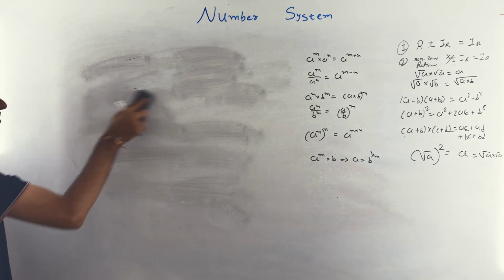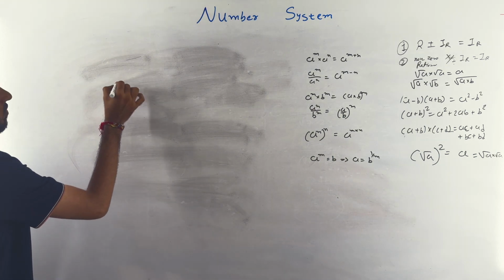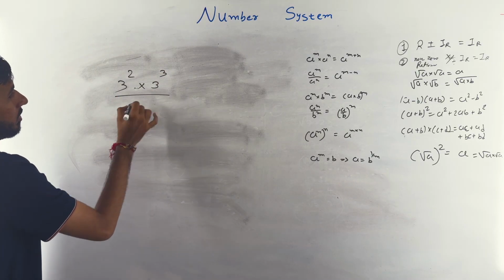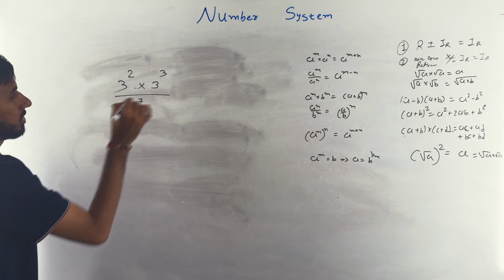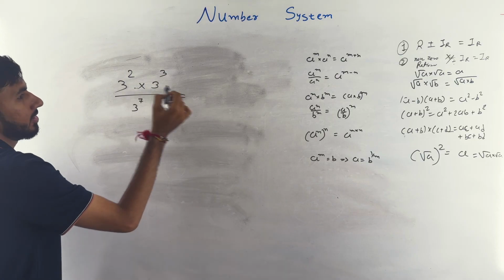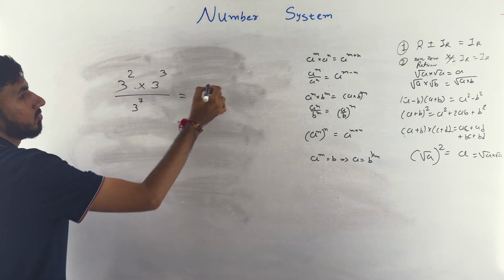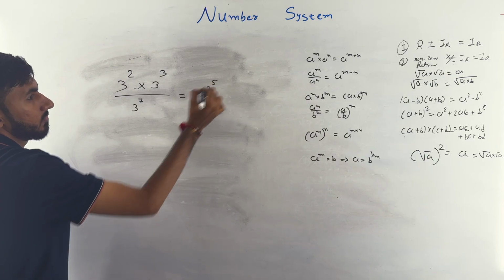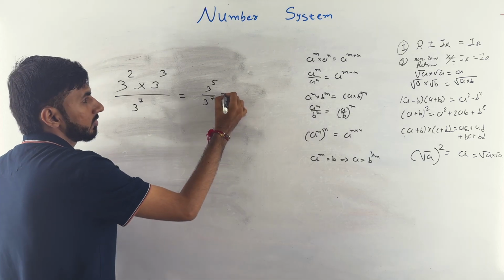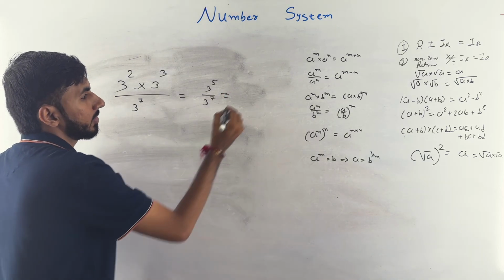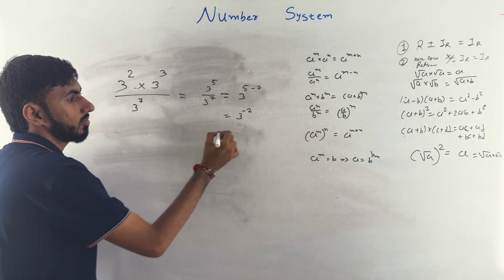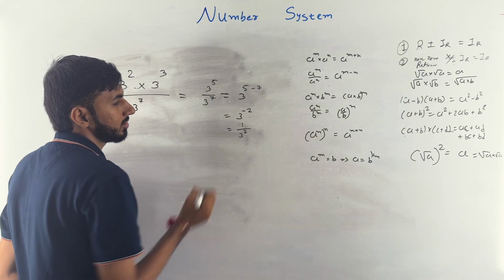Now we will do some examples. Let's say I have to do 3 power 2 multiply 3 power 3 divided by 3 power 7. What will be the answer? So what I will do is 3 power 2 multiply 3 power 3, that is 3 power 2 plus 3, that is 5, divided by 3 power 7. So here I have same base and different powers, so I have to subtract the powers, that is 3 power 5 minus 7, that is 3 power minus 2. Now 3 power minus 2 I can write as 1 by 3 power 2, right?